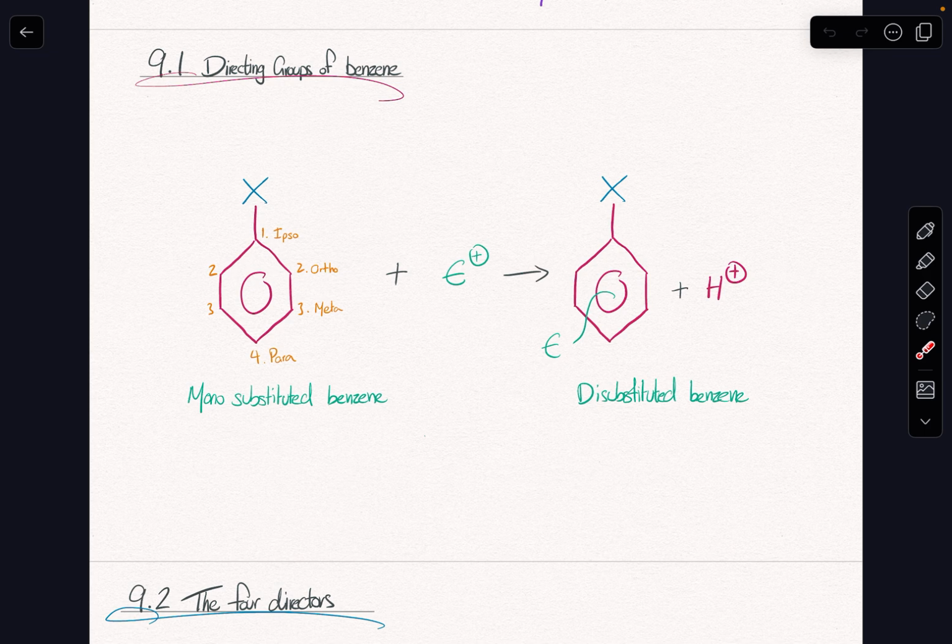The next thing I'm going to talk about is the 4 main directors that you're going to be looking at. This is a section where you need to talk about all 4 of them, but I'm going to assign you 2 of them for the next sections.